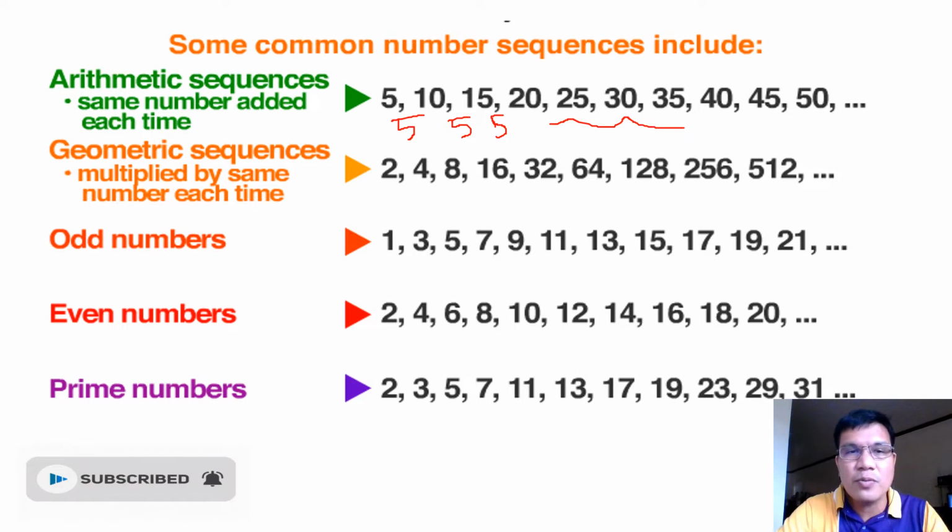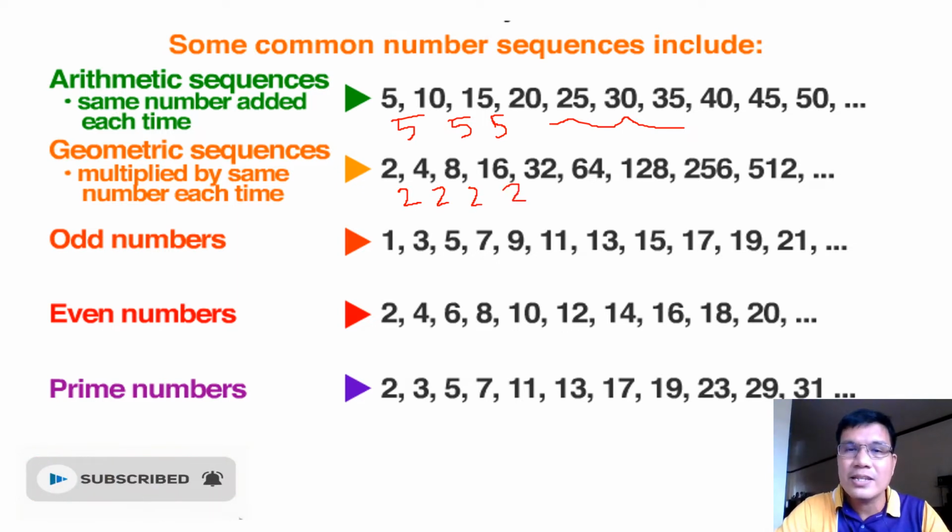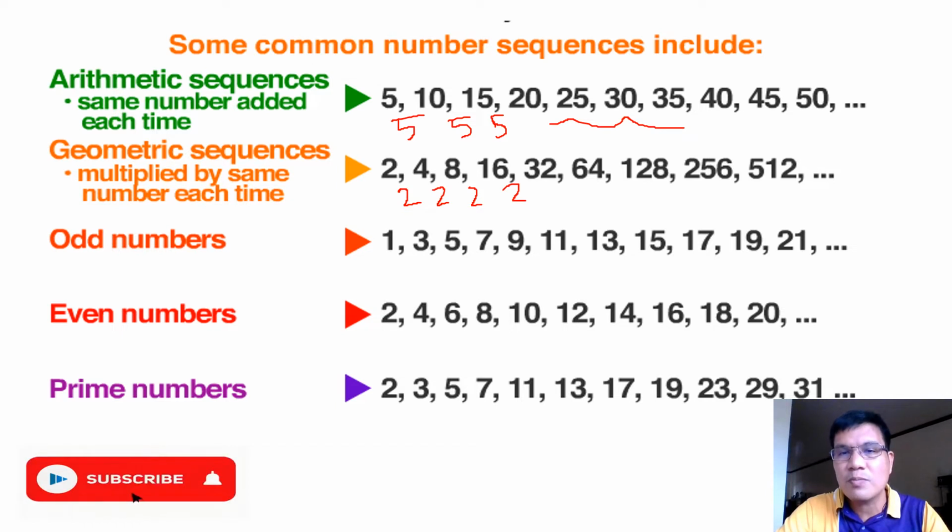Second is geometric sequences. Multiply by the same number each time. We just simply multiply 2 by 2. The answer is 4. 4 times 2 is 8. Then 8 times 2, the answer is 16. 16 times 2 is 32. And so we just simply multiply it by 2.